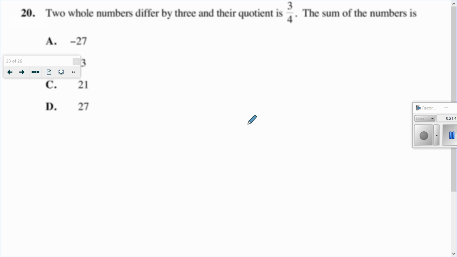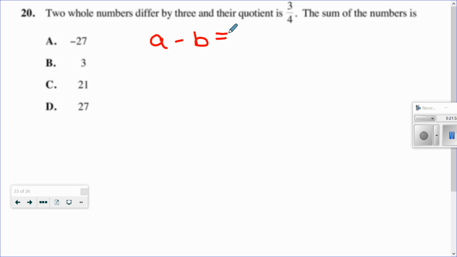Okay, 2 whole numbers differ by 3, and their quotient is 3/4. I want to find the sum of the numbers. So 2 whole numbers differ by 3. That means they're 3 apart. So for example, a minus b is 3. Now these are whole numbers, which means they're only positive, which means the way I've set it up, a is my big number and b is my small number. So big minus small is 3.